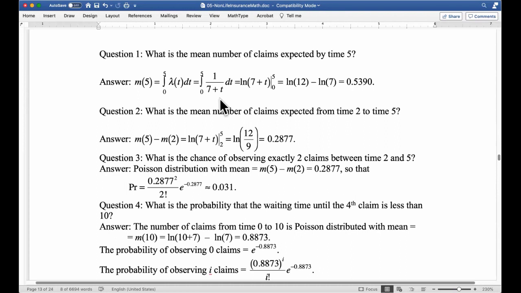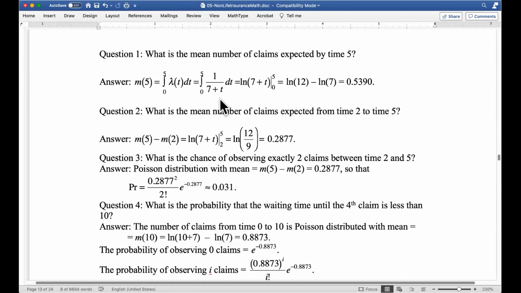What is the chance of observing exactly 2 claims between time 2 and time 5? Well, it's a Poisson distribution with mean m of 5 minus m of 2, which we calculate to be 0.2877, and the probability is lambda squared over 2 factorial times e to the minus lambda, where lambda is 0.2877. That's how the Poisson distribution works. And that's approximately equal to 0.031.